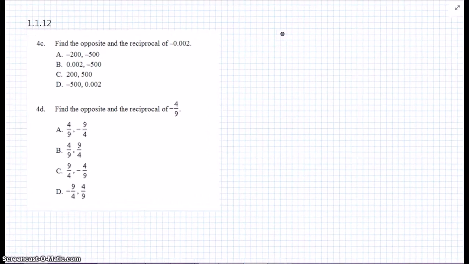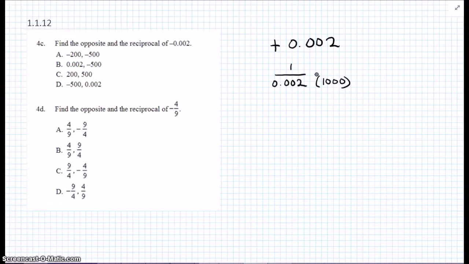Okay, well, if our initial number is negative 0.002, the opposite, you just flip the sign, is 0.002. Okay, so now we just got to find the reciprocal of that. So it's just that over 1, right? So the reciprocal would be 1 over 0.002. Well, what would I multiply that top and the bottom by to get rid of the decimal in the denominator?